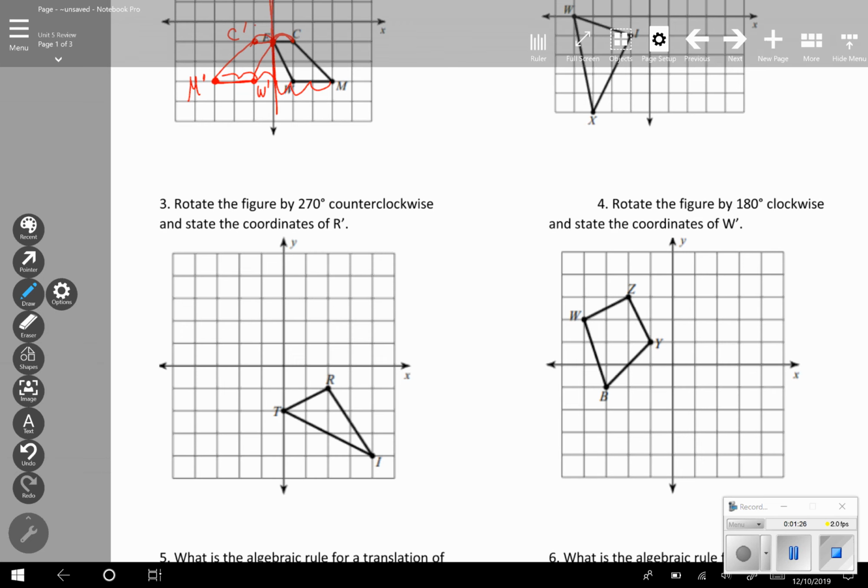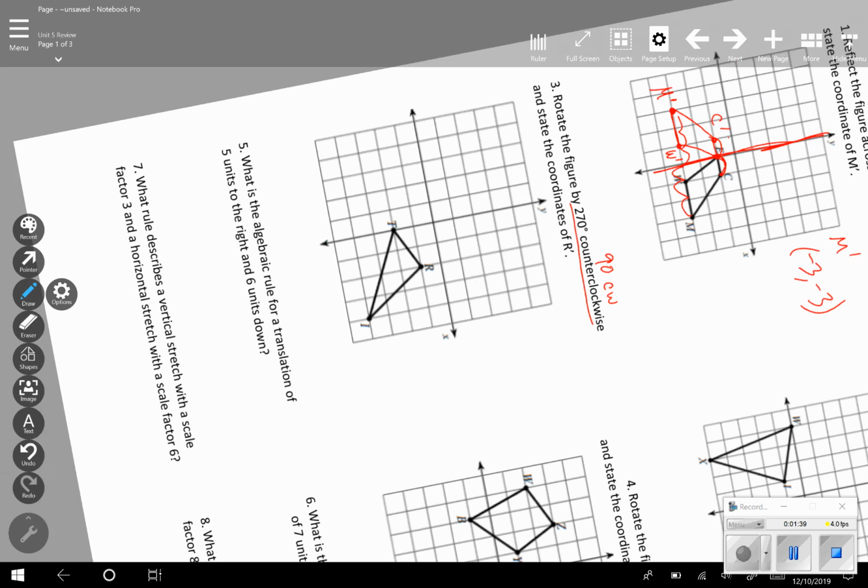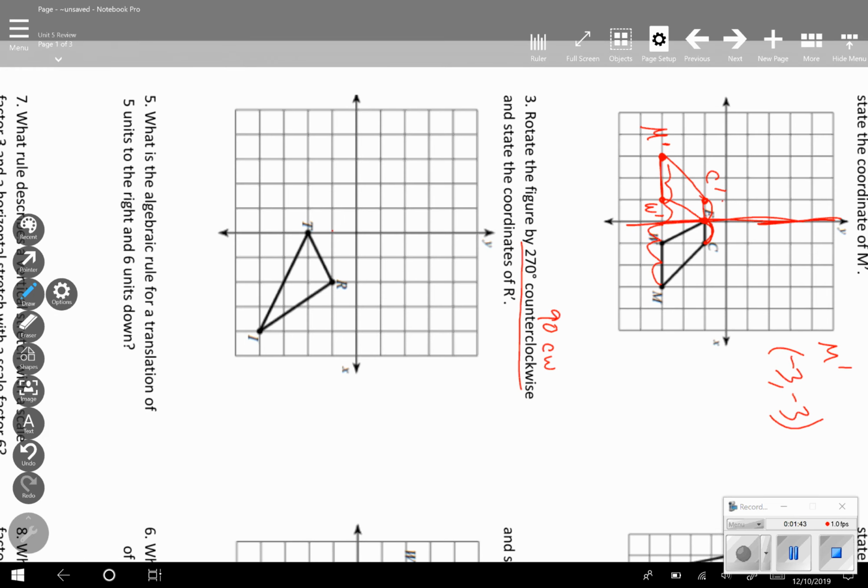Okay, question 3. It says rotate the figure by 270 degrees counterclockwise and state the coordinates of R prime. Remember, 270 counterclockwise is like 90 clockwise, so I'm just going to turn here, and I'm going to get these points. Point T prime is at -2, 0. R prime is at -1, -2. And I prime is going to be at -1, 2, 3, 4, -4, and then what? -1, 2, 3, 4, -4.